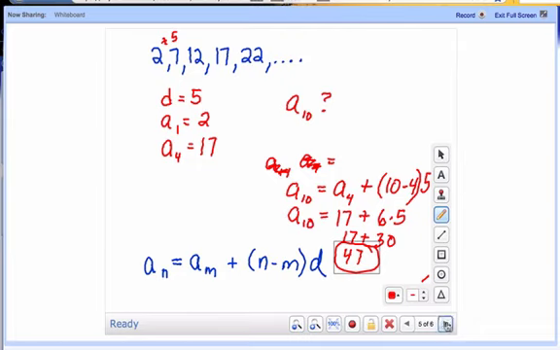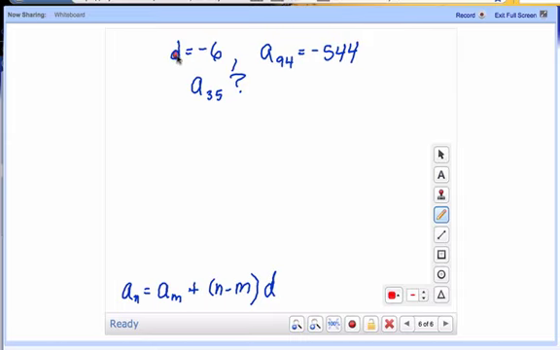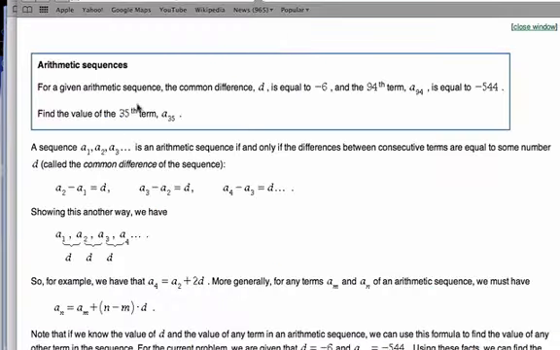Okay? So let's look at another example. If they tell you the difference is -6, and they give you the value of the 94th term, which is -544, and they ask you for the 35th term. So they're telling you the difference is -6, the 94th term is -544, and they want to know what the 35th term, the value of the 35th term is. That's what A sub 35 means.